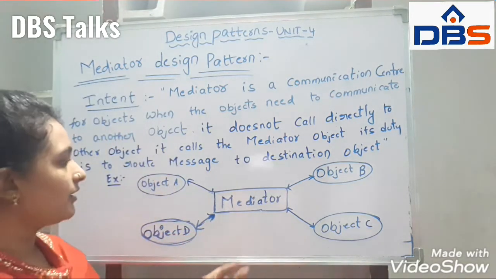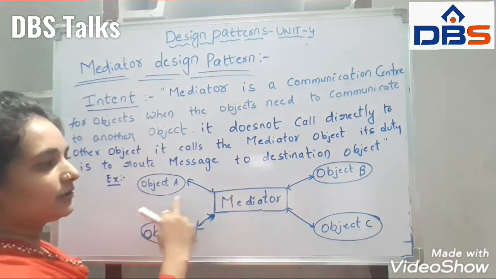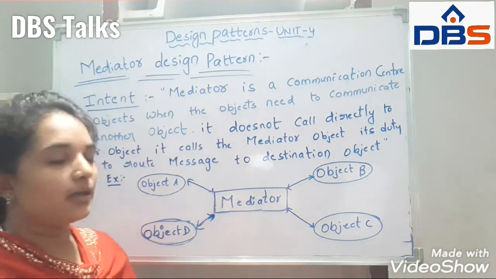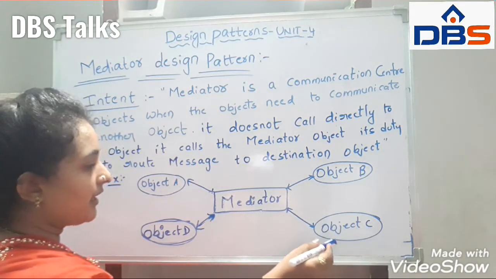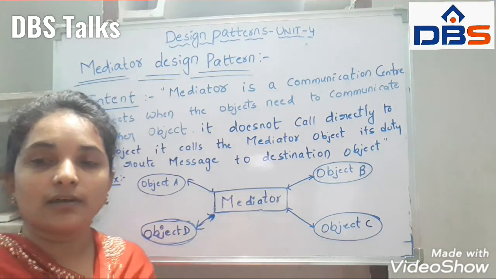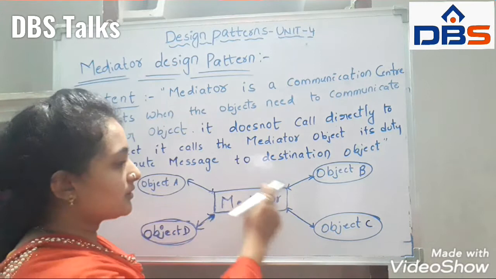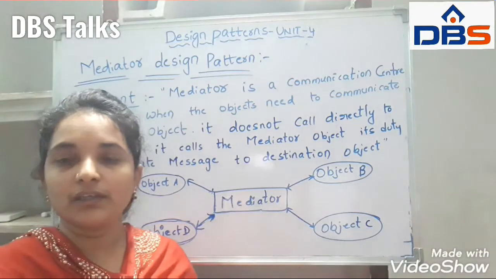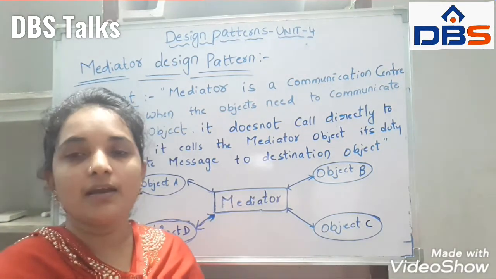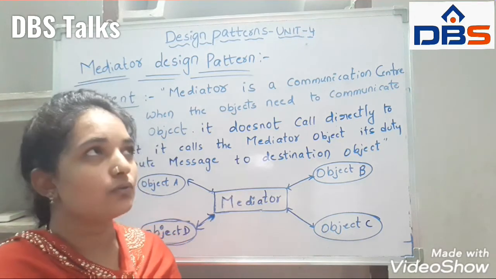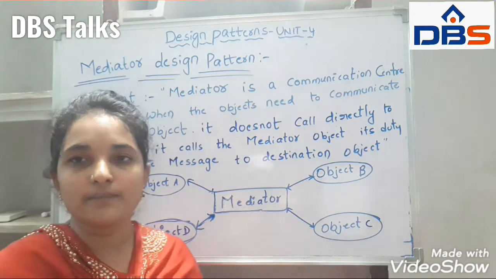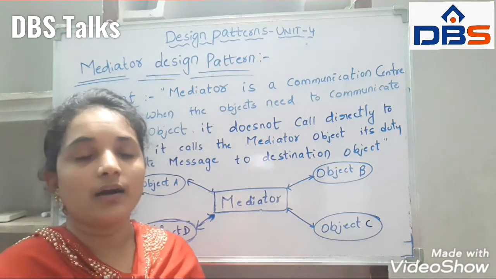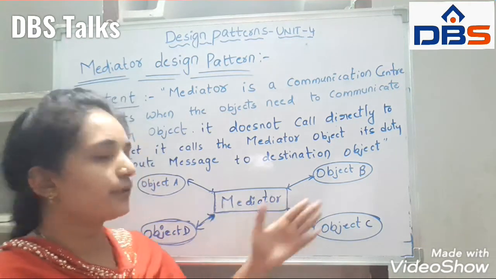If you see the small image here, I have four objects: object A, object B, object C and object D. Object A wants to communicate with object B, object B wants to communicate with object C, and object C wants to communicate with object D. Without using the mediator, the objects communicate with each other directly, and the communication complexity will increase. The connections will be clumsy, and the user is unable to identify which route is going to which destination object.